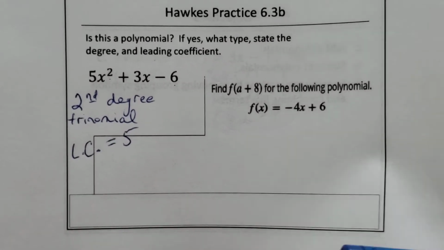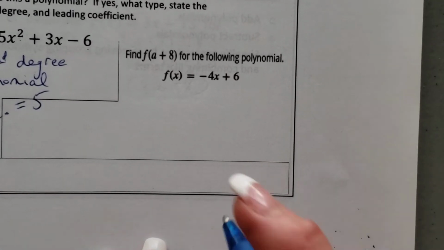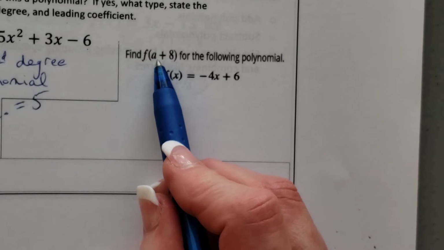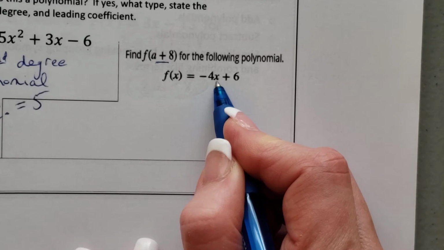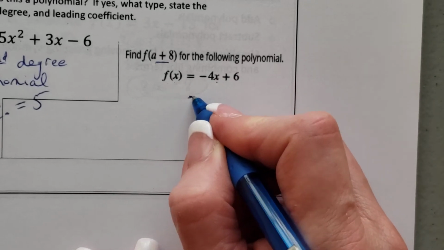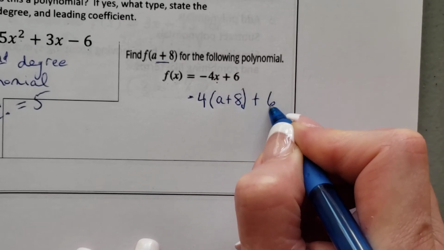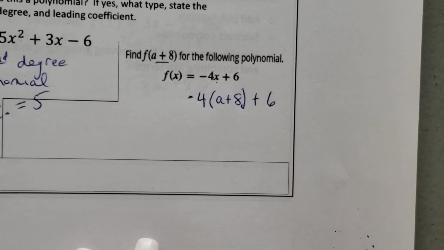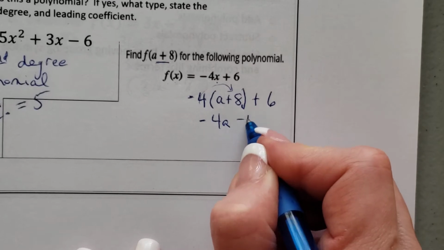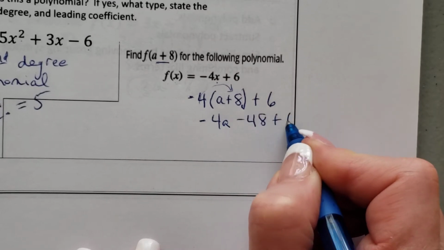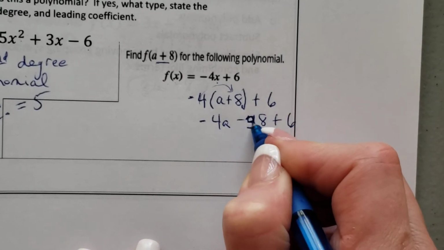All right, so then it gives us another problem where we are putting an expression in for our variable. So it tells me to find f of a plus 8. That means I am going to substitute that whole expression for my x right there. So f of x would be -4 times a plus 8 plus 6. So I'm going to distribute that -4. So -4 times a is -4a. -4 times 8 is -48. And I bring down my plus 6. Oh, sorry, that's not -38. That's -32. Silly.